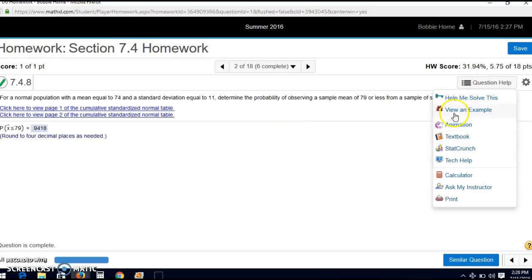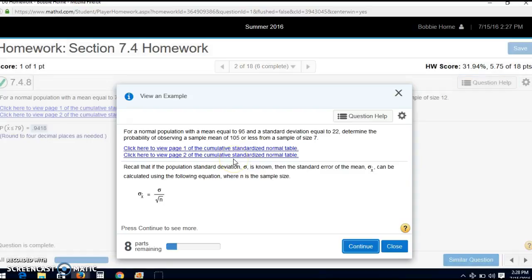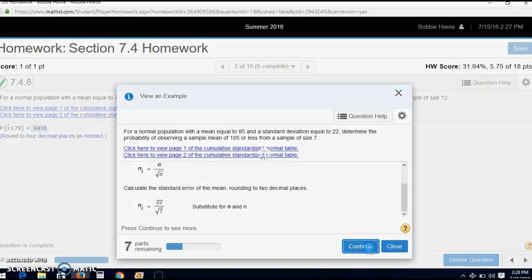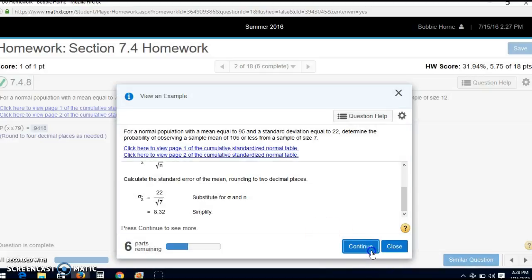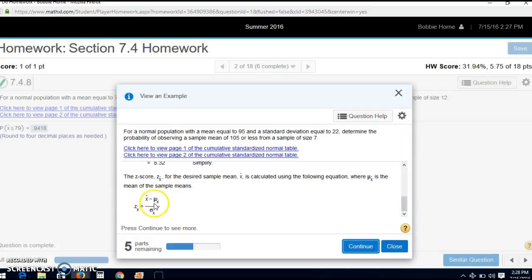Now, if you look at your example, we already know how to do this part. The new part is this formula here. X bar is the sample mean. This is called mu, your population mean. So you're going to take sample minus population divided by the standard error. That number I just told you will go down here.